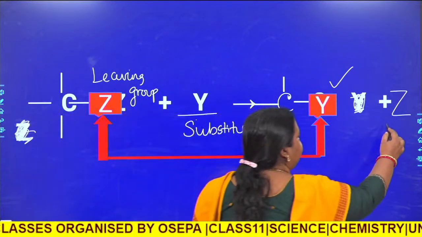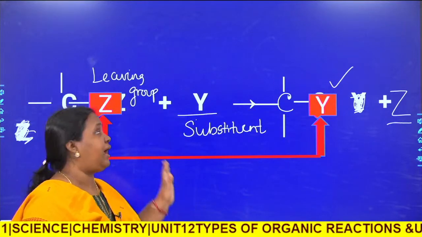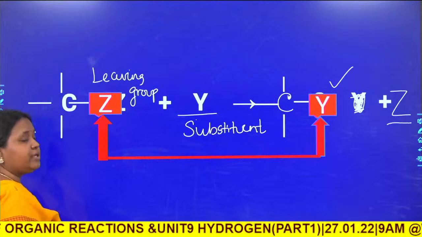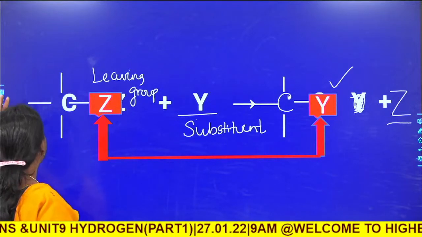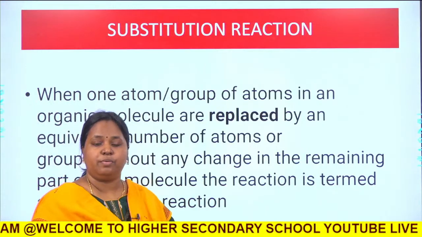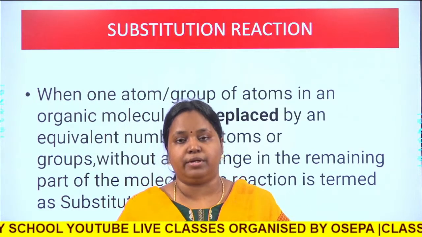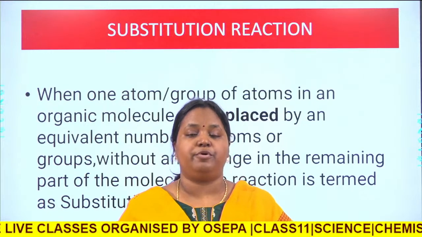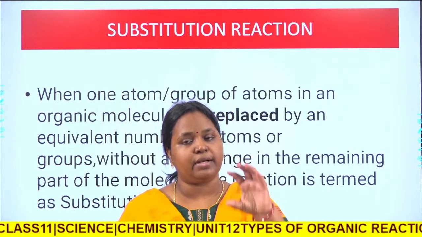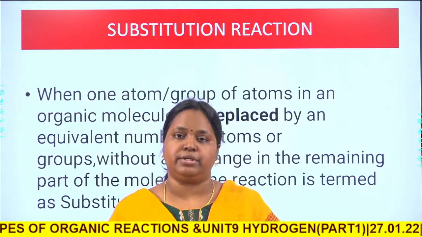Z leaves, and in its place Y attaches. All the remaining part of the molecule remains the same. Hybridization of carbon remains the same, nothing changes. That is why such types of reactions are substitution reactions. That is, in a substitution type of reaction, an atom or group of atoms will be substituted by an equivalent atom and the remaining part of the molecule will remain the same. And another important thing is that the bond making or breaking takes place at the same carbon atom. The carbon from which the leaving group leaves, the substituent attaches at that same carbon.